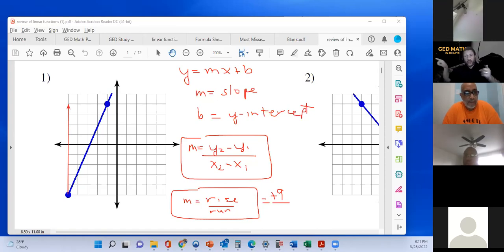If I go to my right, it's positive. If I go to my left, it's negative. Does everybody understand that? Okay, so let's count with me. 1, 2, 3, 4. So my run is 4. So what's my slope of this line? 9 over 4, 9 fourths. That's how you find the slope of a line from a graph.